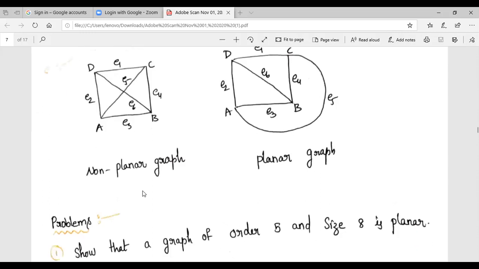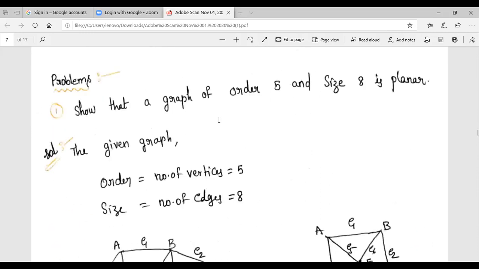Show that a graph of order 5 and size 8 is planar. Order means the number of vertices, which is 5, and size means the number of edges. So if we draw a graph with 5 vertices and 8 edges, we check whether that graph is planar or not.